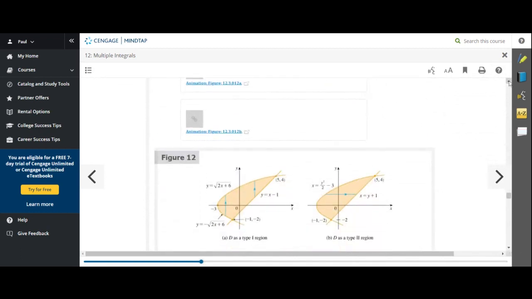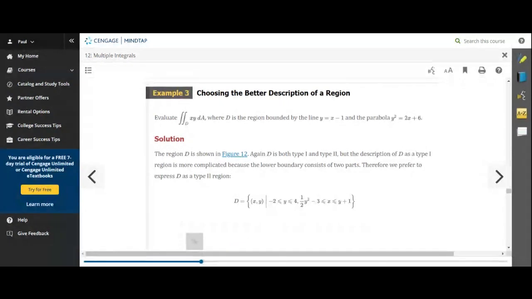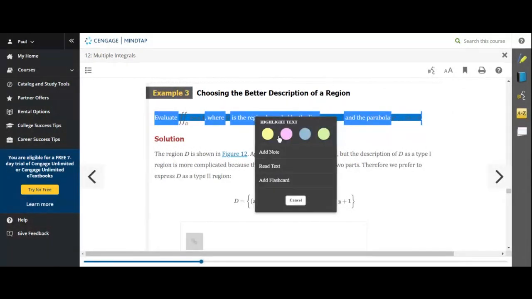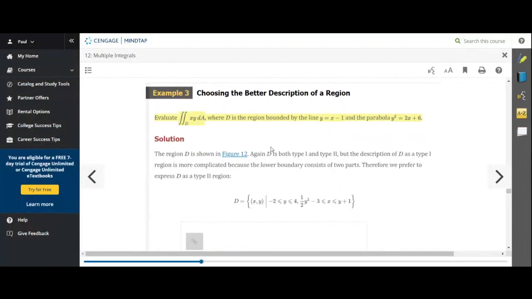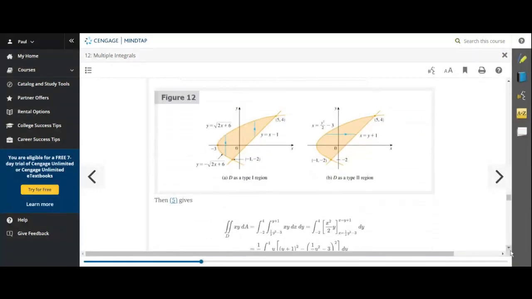Okay, so here in example 3, they want you to evaluate this double integral where D is a region bounded by a line and a sideways parabola. The line is y equals x minus 1, and the parabola is y squared equals 2x plus 6. So they draw a picture in figure 12 of the region.